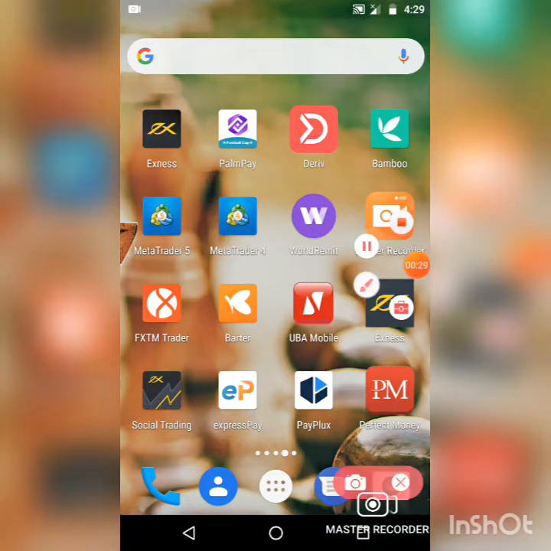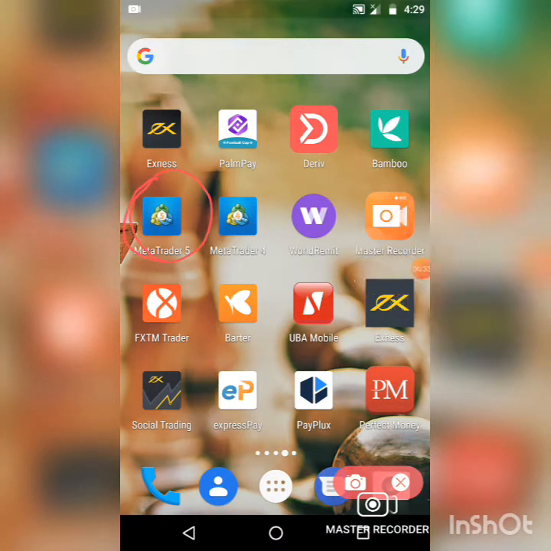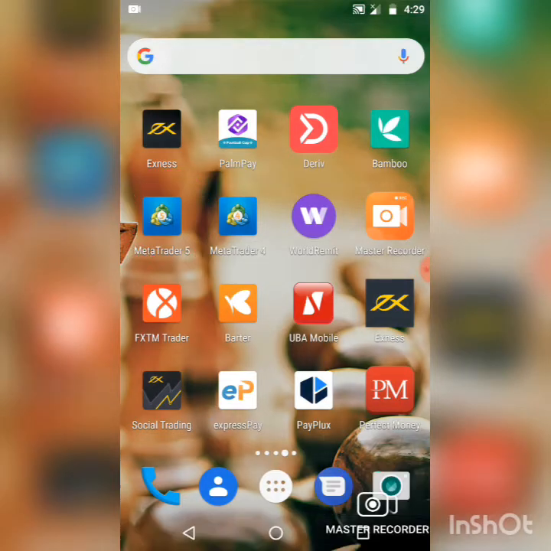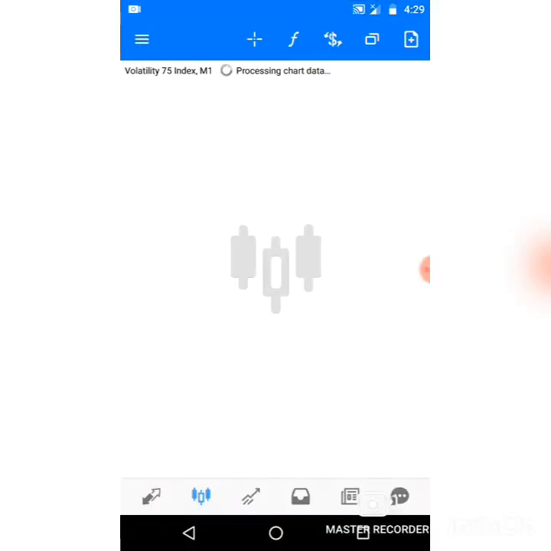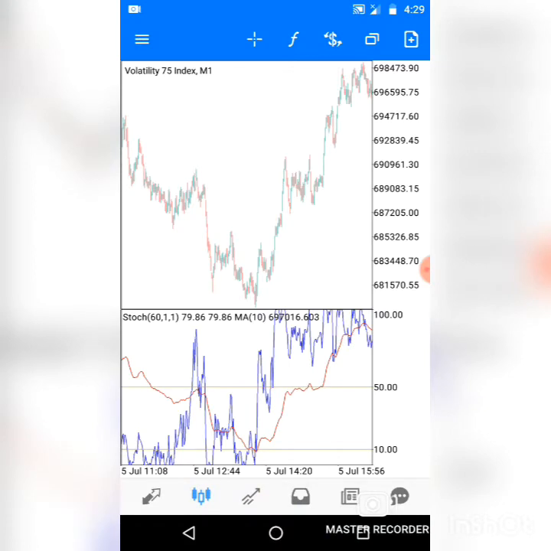As you can see, I'm using MetaTrader 5. I have MetaTrader 4 too, but I'm using 5 for now. This is how it looks, a 1 minute chart. This strategy works for all time frames, either 1 minute, 5 minutes, 15 minutes, 30 minutes, or even 1 hour or 4 hours. It will work for you perfectly.